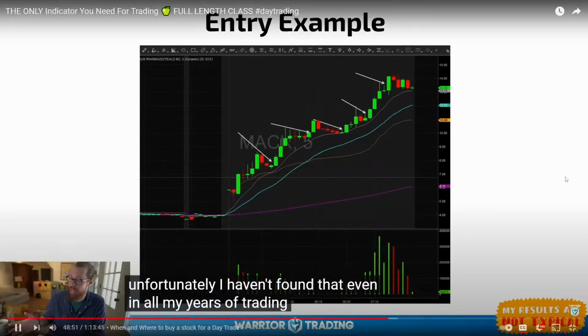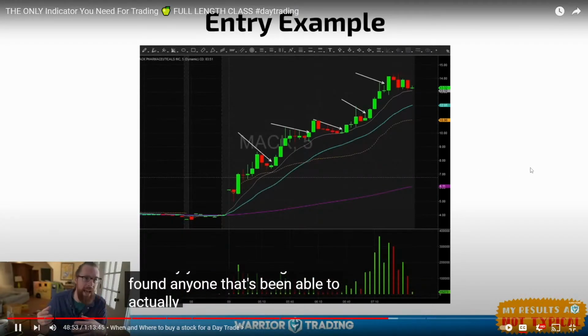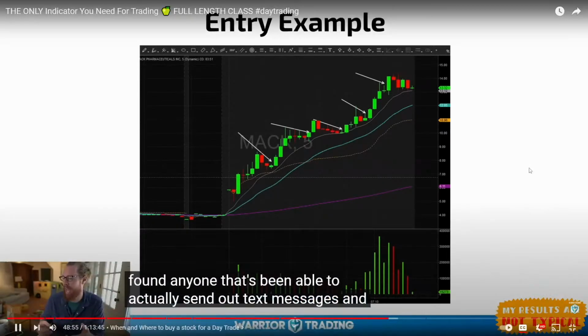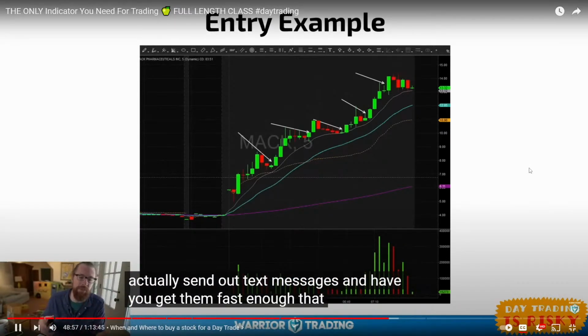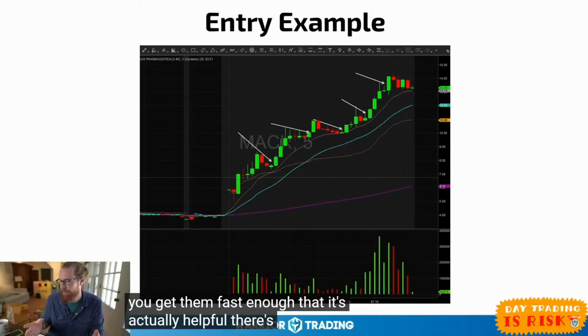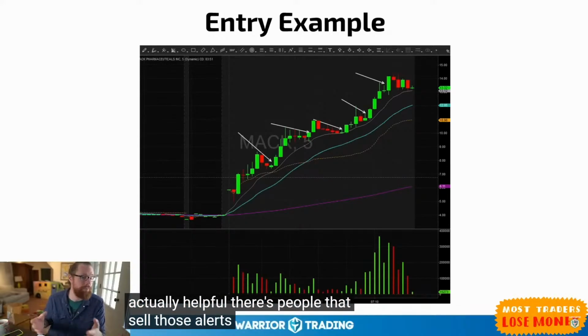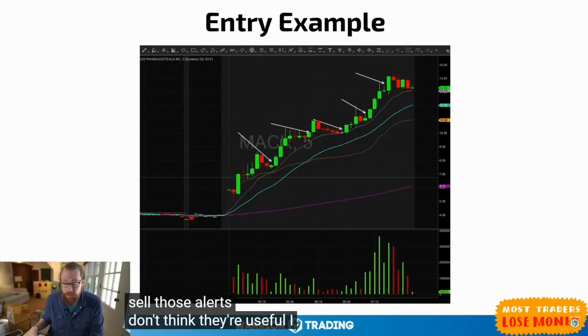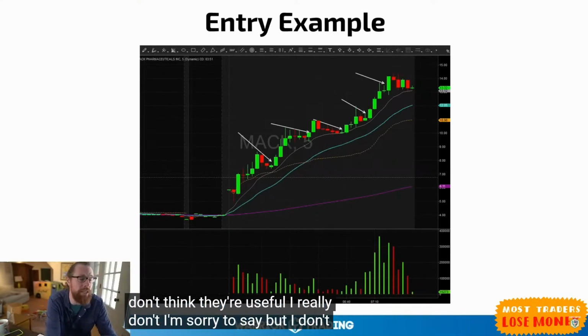Even in all my years of trading, I haven't found anyone that's been able to actually send out text messages and have you get them fast enough that it's actually helpful. There's people that sell those alerts. I don't think they're useful. I really don't. I'm sorry to say, but I don't think it's helpful.